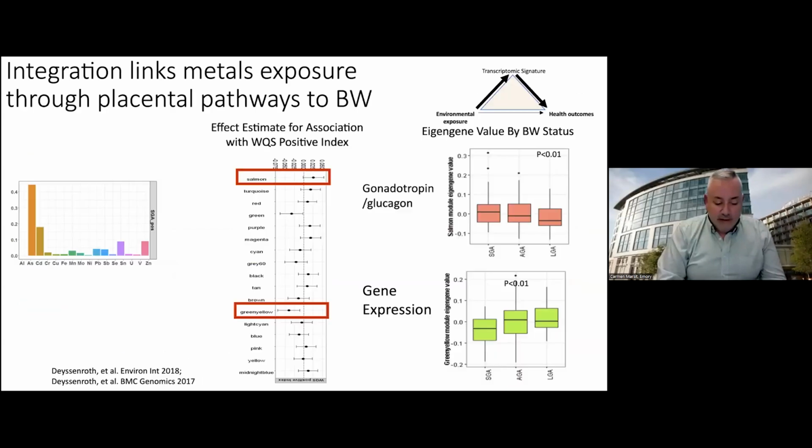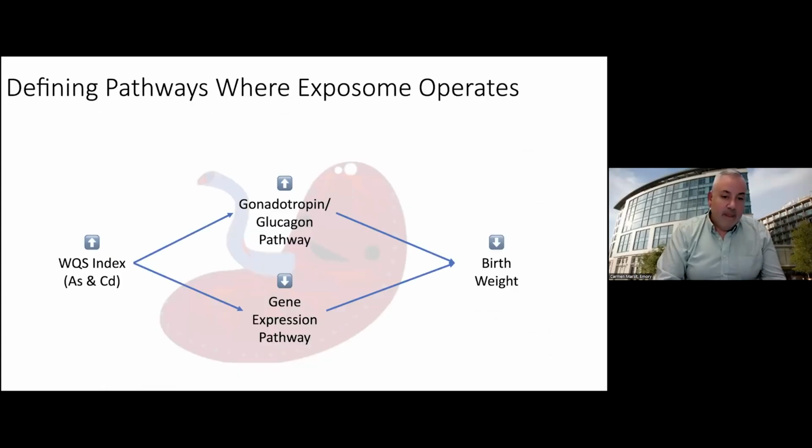So by integrating the data, we can relate the SGA associated WQS index, so that mixture of metals, to the eigengene values that come from the weighted gene correlation network. And we identify two modules, one related to gonadotropin and glucagon synthesis and one to gene expression, that are related to both exposures and the SGA risk. So this is now looking at those two sides of the triangle and putting those pieces together. How does the environment relate to these signatures, and how do these signatures relate to the outcomes? And so taking it together, we identify that as we see increases in this index of a mixture of metals predominated by arsenic and cadmium, we see decreases in pathways representing gene expression and increases in pathways representing gonadotropin and glucagon, and those are related to then decreases in birth weight.